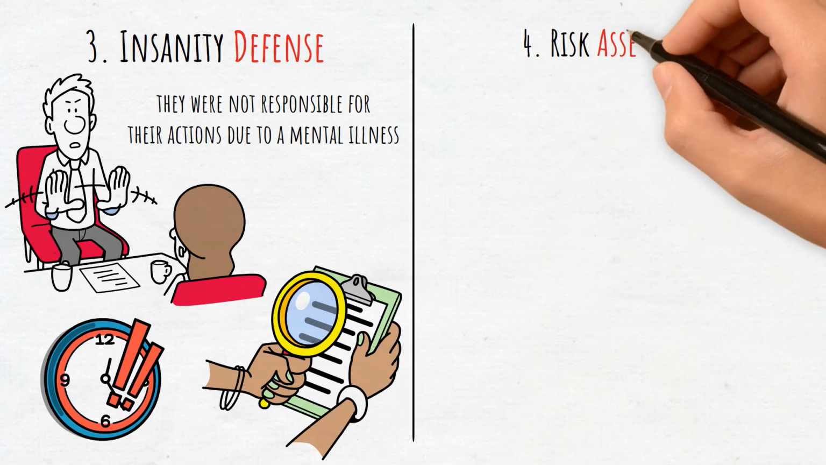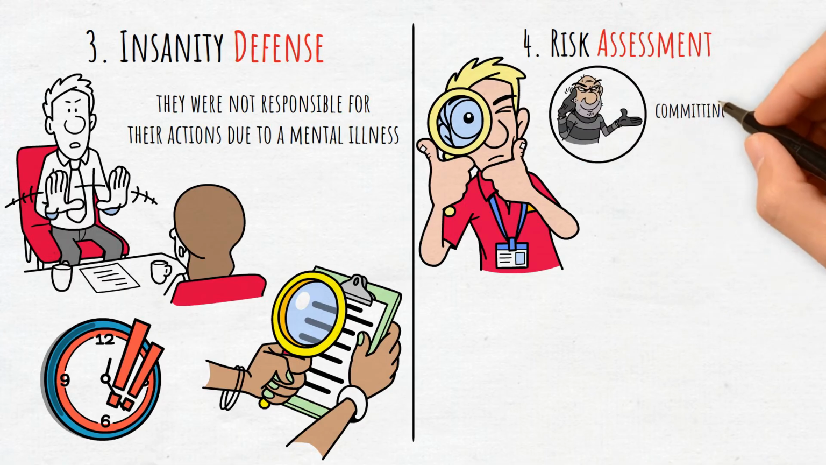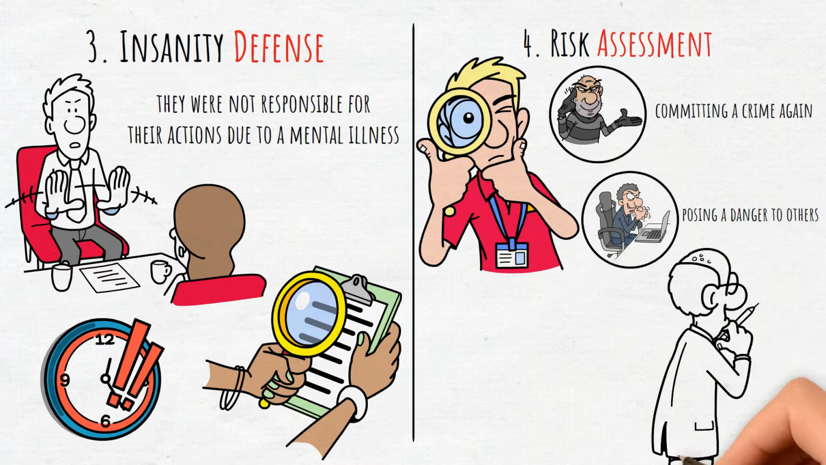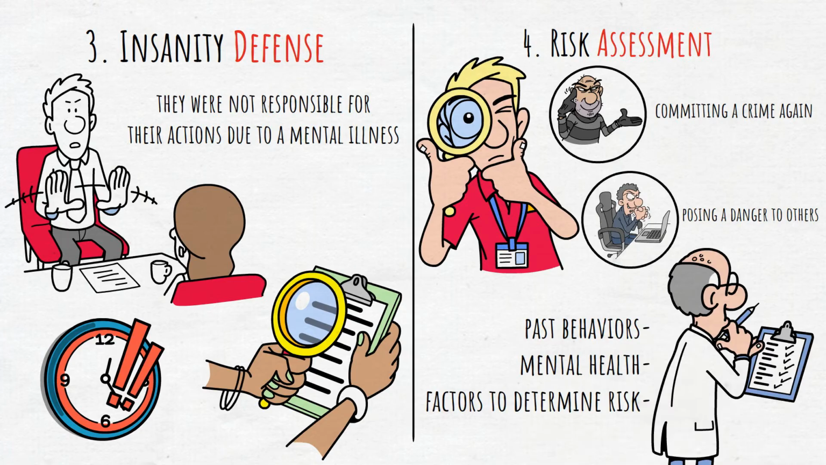4. Risk assessment. This process involves evaluating the likelihood of an individual committing a crime again or posing a danger to others. Forensic psychologists assess past behaviors, mental health, and other factors to determine risk.